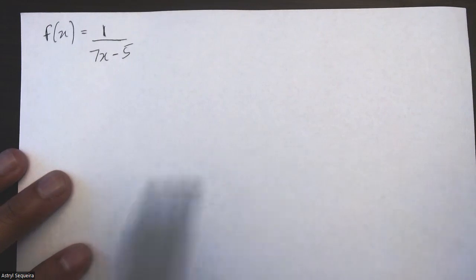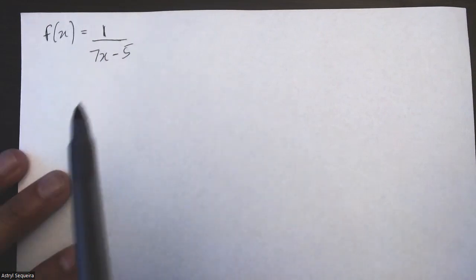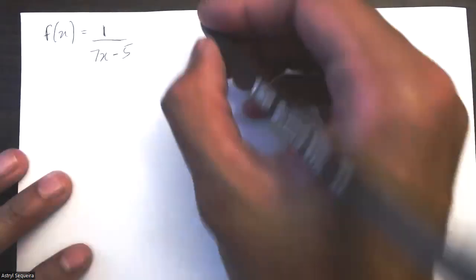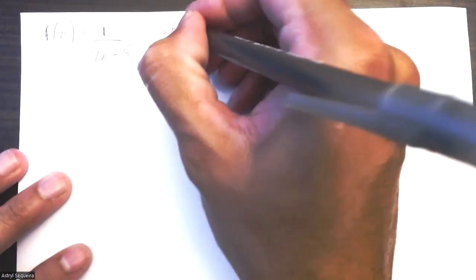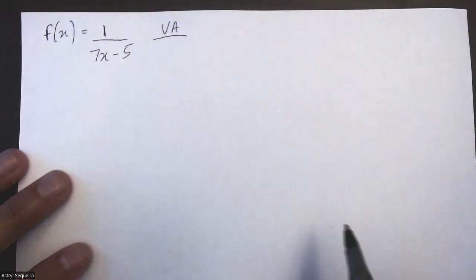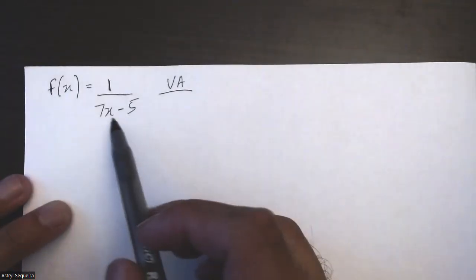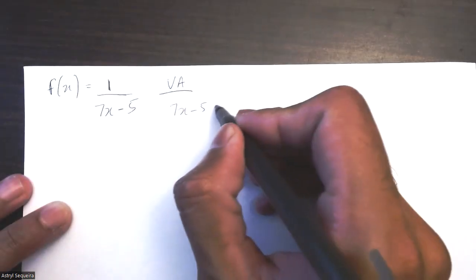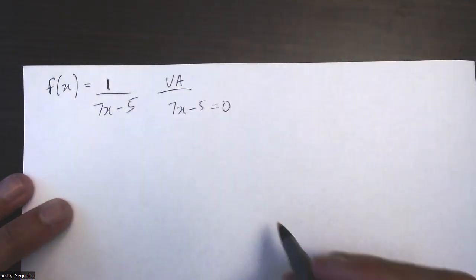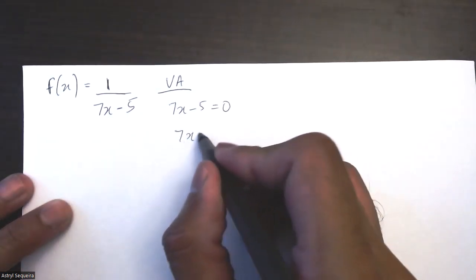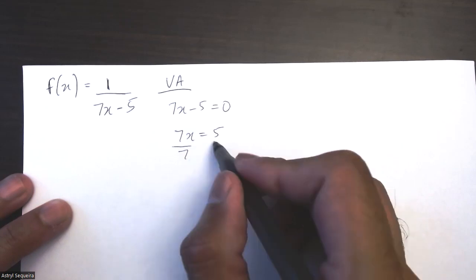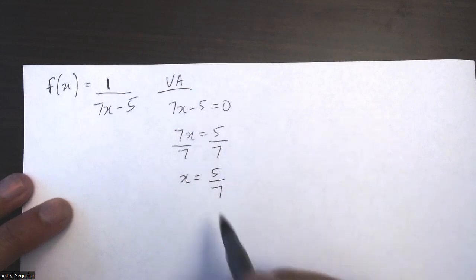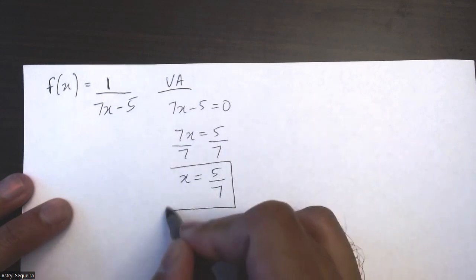All right, so in this question, we want to do the curve sketching algorithm for this rational function over here. So the first thing we'll do is find our vertical asymptotes. To find your vertical asymptotes, you simply solve for the denominator. 7x minus 5 equals 0. So 7x equals 5, and then divide by 7. x equals 5 over 7 is going to be our vertical asymptote.